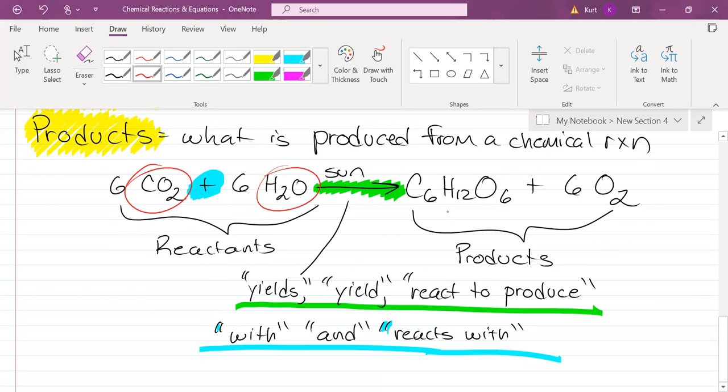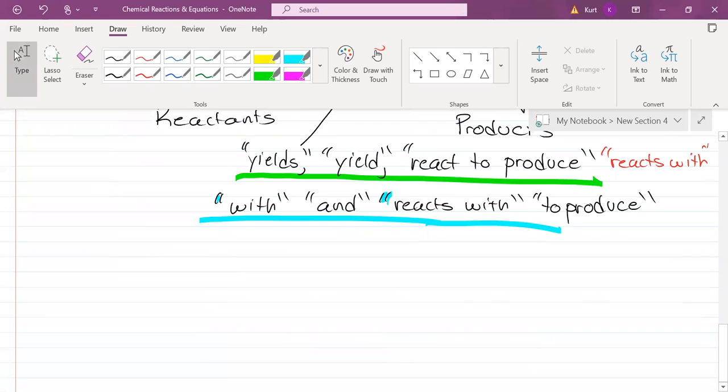To produce or to yield or yields, you can say carbon dioxide and water yields sugar and oxygen, glucose. You can also say carbon dioxide reacts with water to produce glucose and oxygen. The bottom line is don't say plus, don't say equals. Anything so far? Any questions? Okay, moving on.